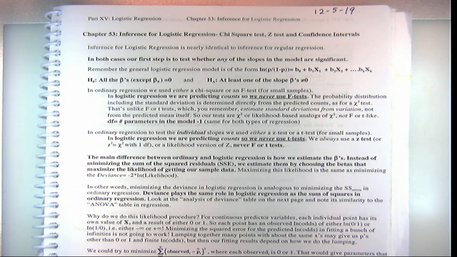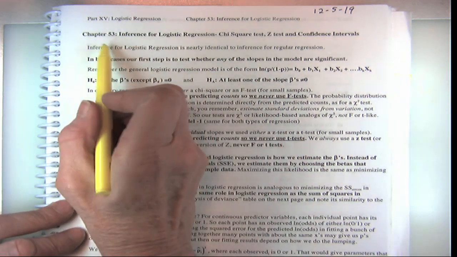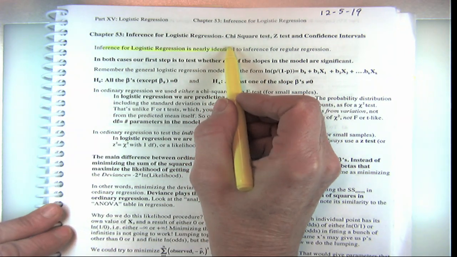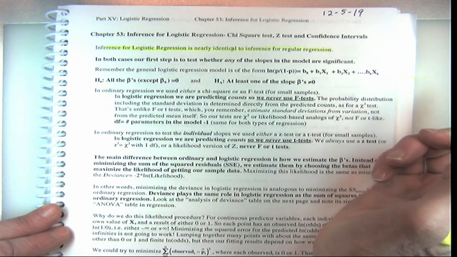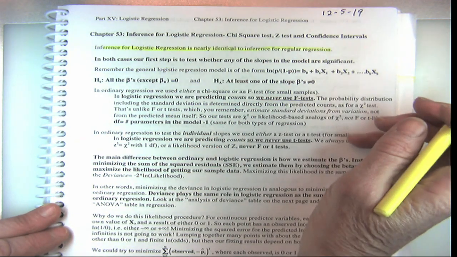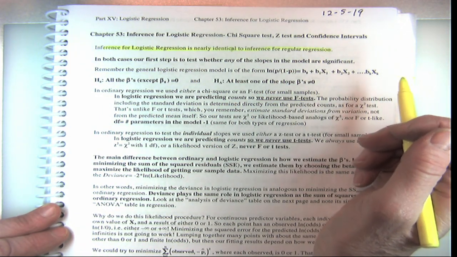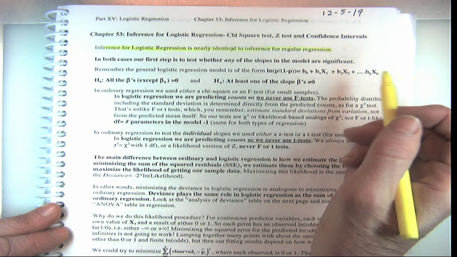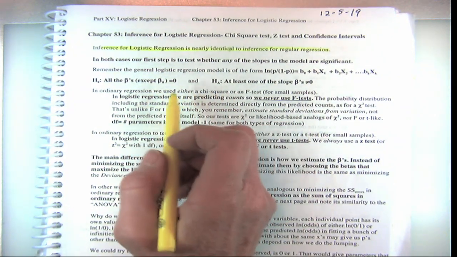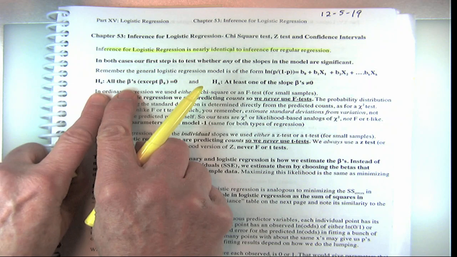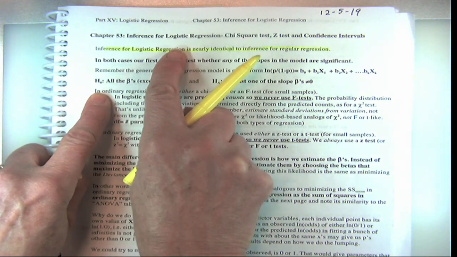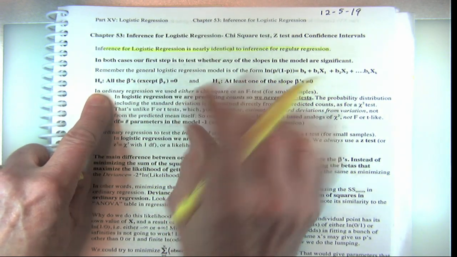Okay, so inference for logistic regression is almost identical to inference for ordinary regression. In both cases, the first step is going to do the overall test for the collective effect of all the betas. We're looking at inference for multiple logistic regression here.